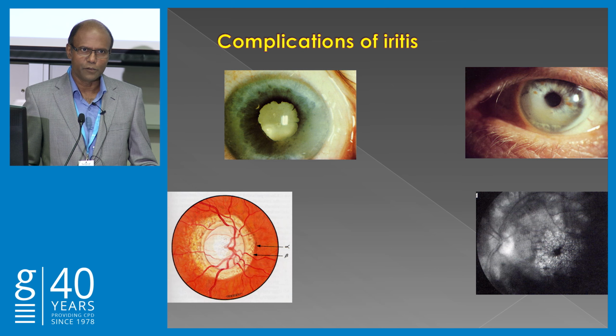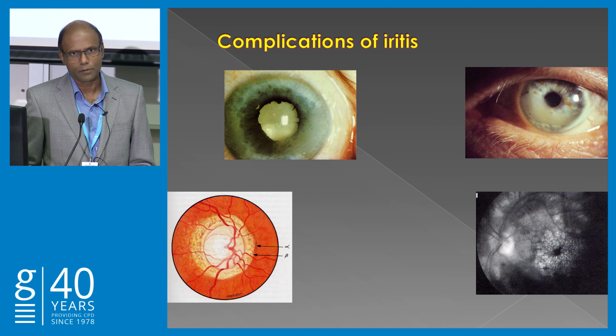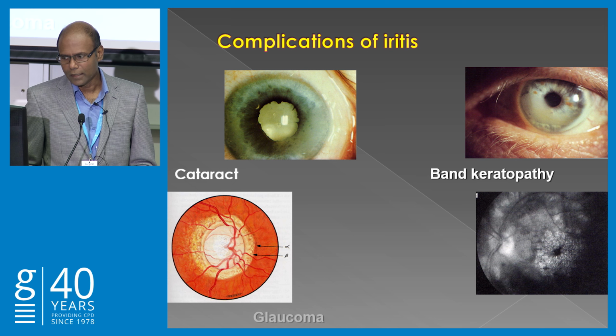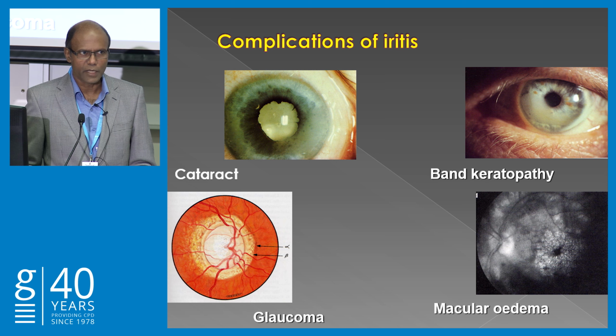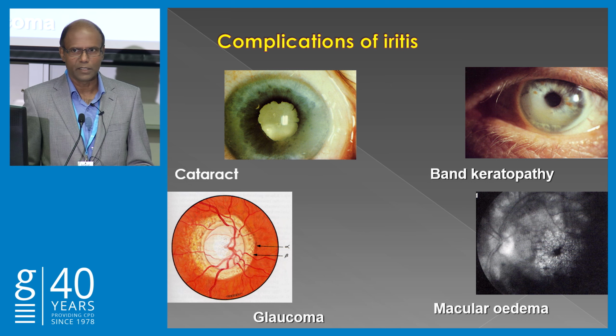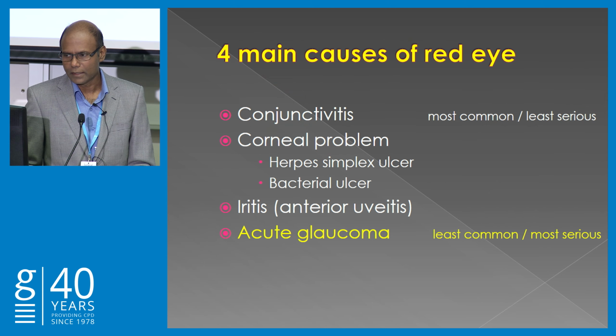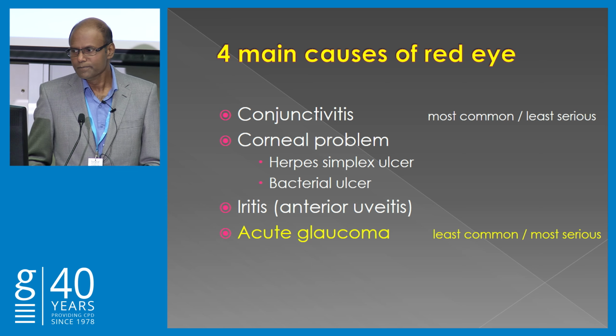If you don't treat uveitis, you will end up like this. You get cataract, glaucoma. Then you get band keratopathy of the cornea, then macular edema. These are some of the common complications they can end up with. So basically, you can lose that eye or the sight of that eye.